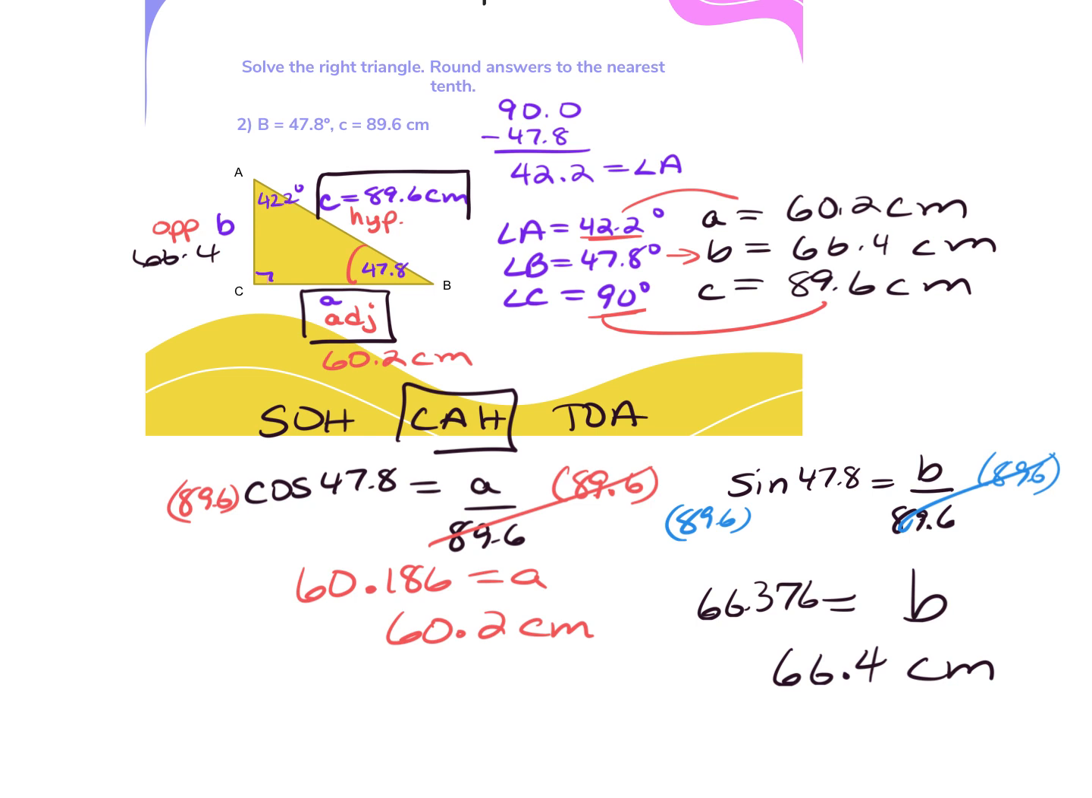Now, technically you could do a squared plus b squared equals c squared, and it should be close. It'll probably be off a little bit because those are rounded to the tenths place answers. But that's a way that you can check. Also, if you add these three angles, they need to add up to be 180. If they don't, you've done something wrong.